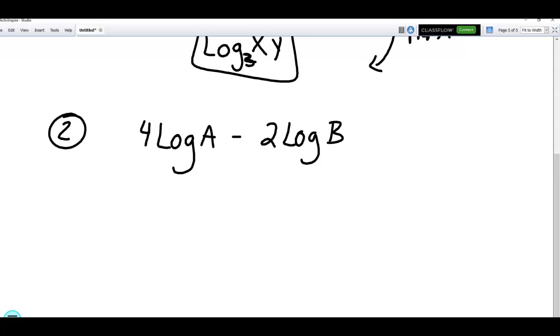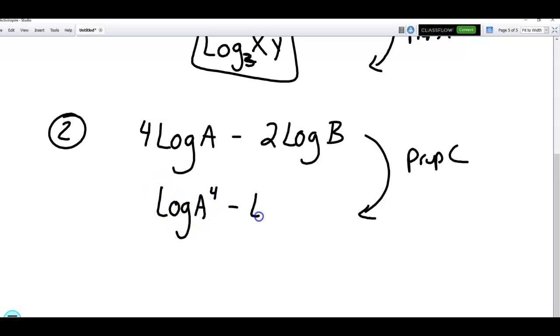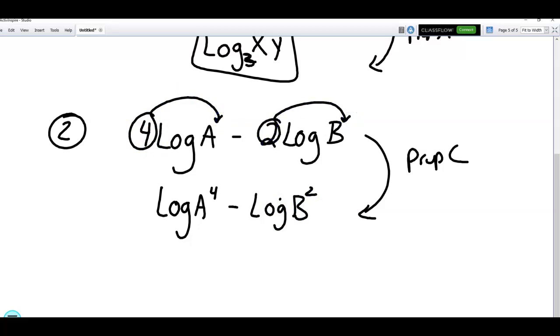All right. So Brittany, what property do we start off with? Property C. She knew that. All right. So go ahead and do property C first. I'll ask you what you got. That's right. So property C says take this number and make it a power. So there we go. All right.